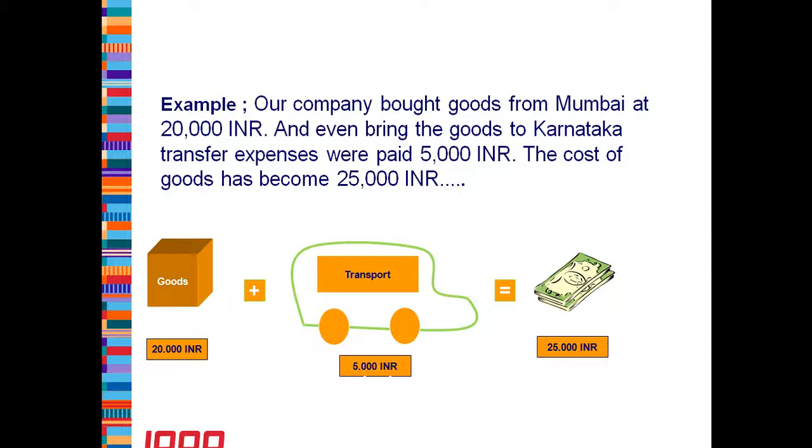Suppose I consider one example. Suppose our company bought goods from Mumbai at 20,000 rupees and brought the goods to Karnataka, and the transfer expenses paid were 5,000 rupees. So the total cost of goods has become 25,000 rupees. As you can see in the diagram, the purchase cost of goods is 20,000 rupees, plus the transport cost, which is 5,000 rupees. So the total cost of the goods becomes 25,000 rupees.